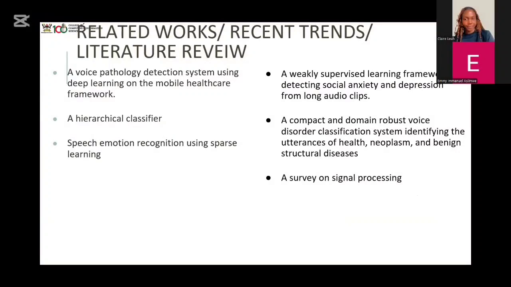And another one, we have the compact and domain-robust voice disorder classification system, identifying the categories of healthy, neoplasm, and benign structural diseases. This one is all about creating a small and strong system that can listen to someone's voice and figure out if the voice is healthy or has a tumor or has a non-cancerous problem. And another one, a survey on signal processing. This one involves using non-invasive signal processing techniques to detect voice disability in the general population.